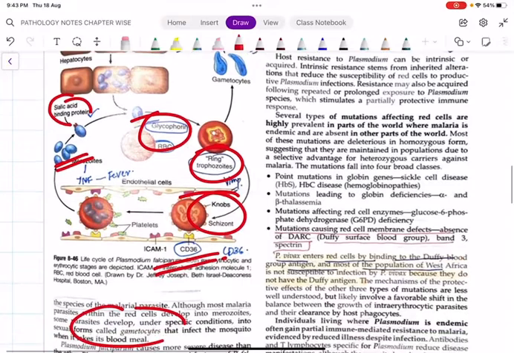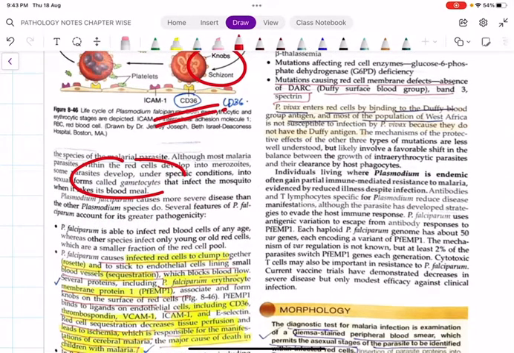So this is the pathology. When merozoites are released into the blood, what will happen? Fever sets in, at 48 to 72 hours. Paroxysms of fever: several bouts of episodes of fever you can observe.